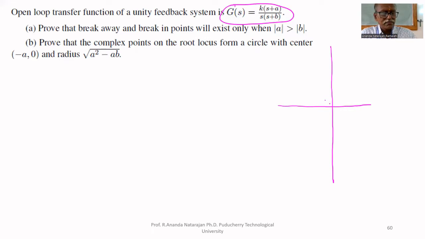One pole is here. What are the poles? Poles are 0 comma minus B. Zeros are at minus A. One pole at the origin. Sigma j omega, S plane.